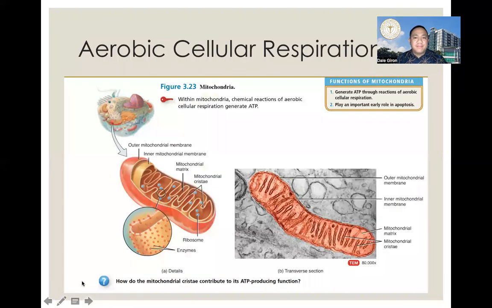Okay. All right. So one of the cellular organelles is mitochondria, right? Within the mitochondria, the chemical reactions of aerobic cellular respiration will generate what we so-called ATP or adenosine triphosphate. And the function of this mitochondria is to generate that ATP through reactions of aerobic cellular respiration. The mitochondria also play an important early role in apoptosis. So basically, aerobic cellular respiration is through this mitochondria.